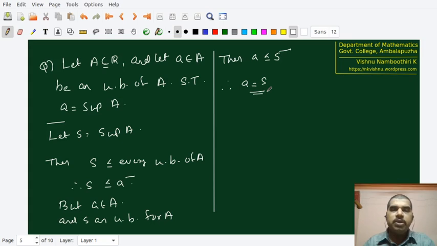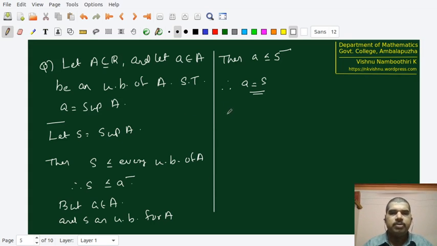And we have actually used an important property of supremum here. a and S are both upper bounds, and it is not possible that they are different because the supremum is always going to be unique. That property also we have used here, and you should think about where exactly that property is used in this problem.